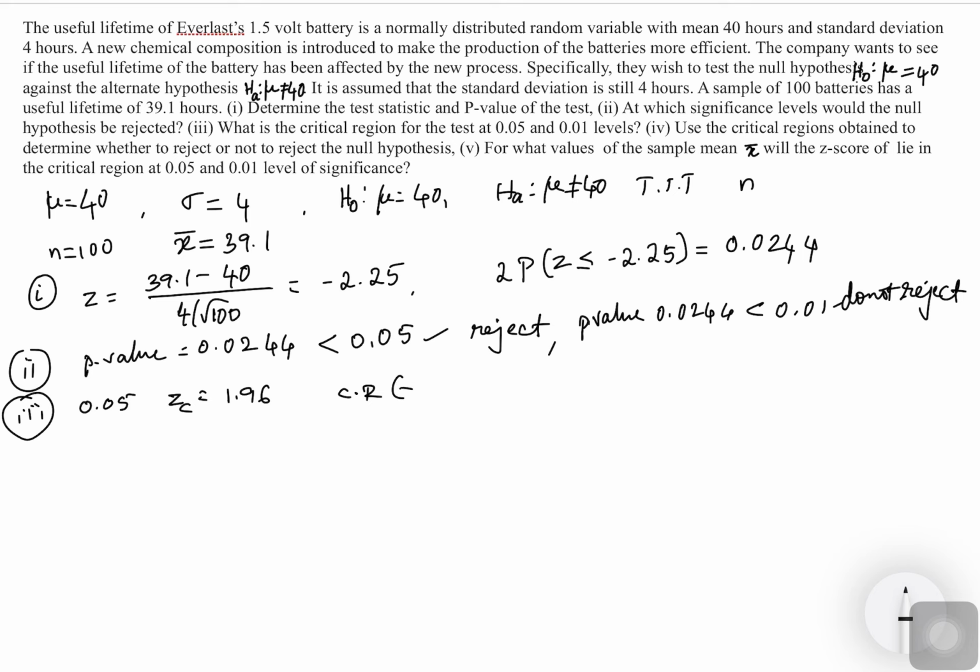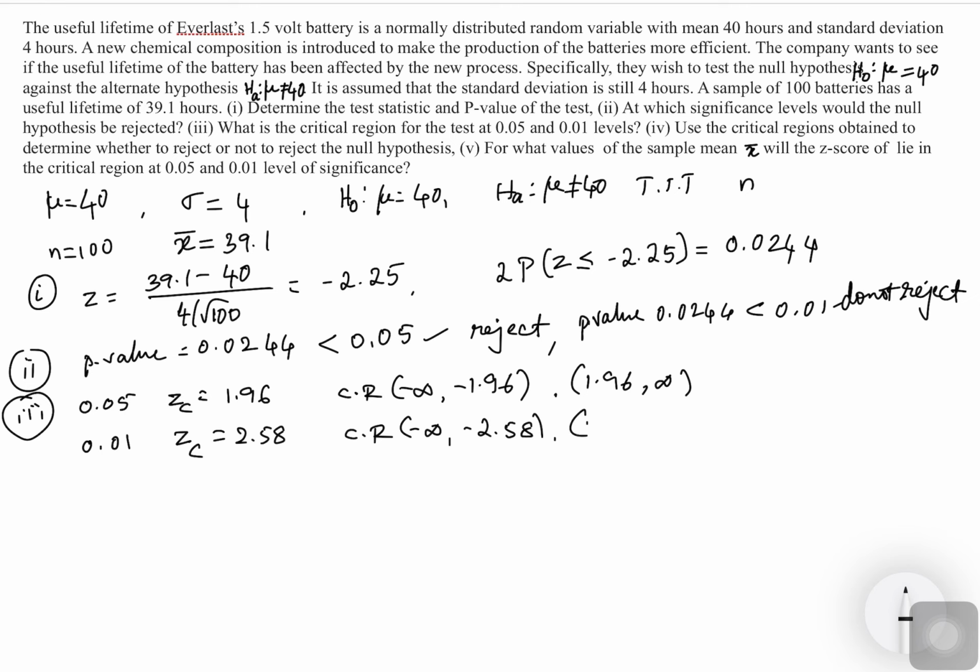So the region of rejection will be minus infinity to minus 1.96 and 1.96 to infinity. And at 0.01 level of significance, Zc is equal to 2.58. The critical region will be minus infinity to minus 2.58 and 2.58 to infinity. So that was the third question.